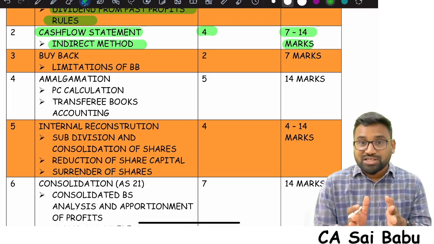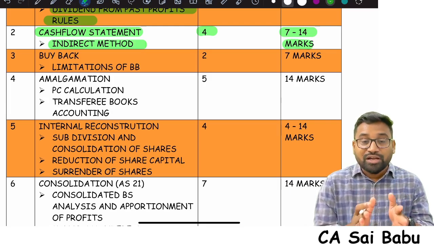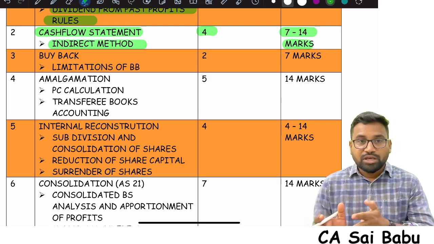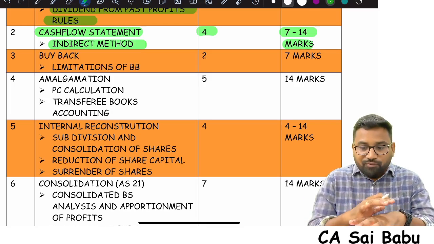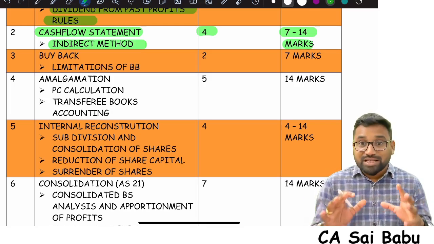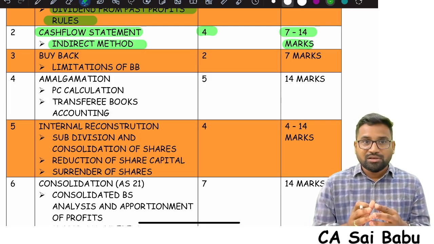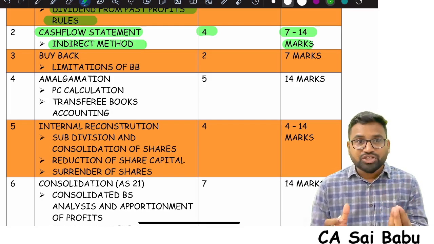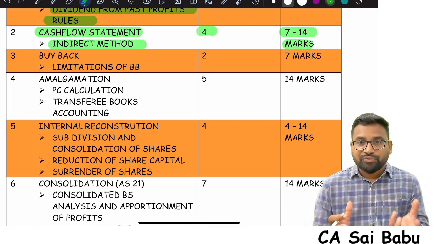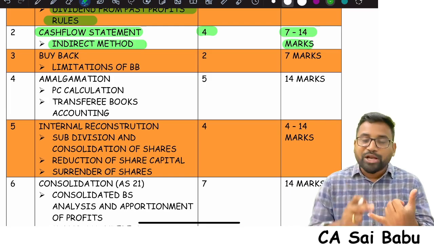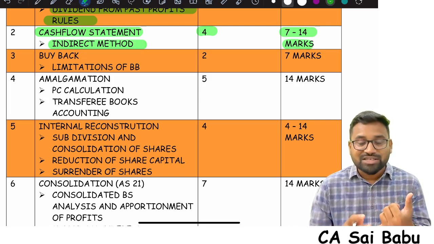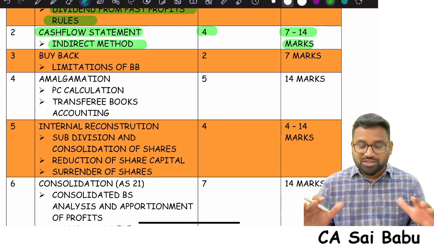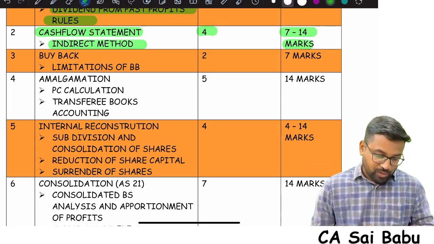Now, my suggestion is, this time I have uploaded a new revision marathon. In that, I have covered all the important areas with examples comprehensively. And also, last time I gave one video called important adjustments. Even if you see that important adjustments video, I have explained all the adjustments, how net profit before tax will be calculated, tax adjustments, everything. So kindly refer to those videos.